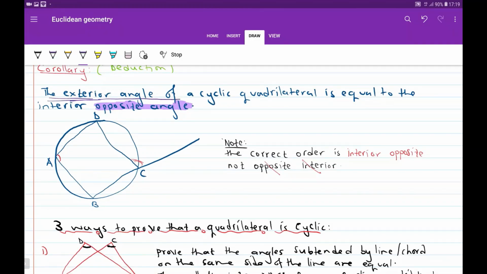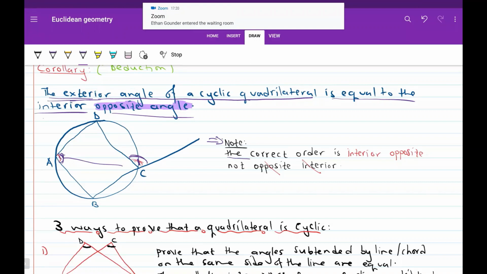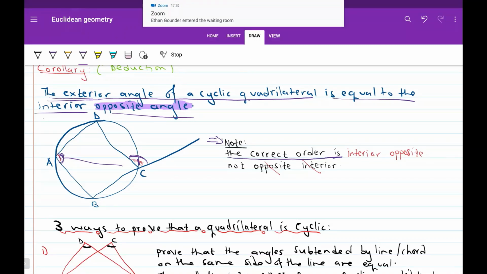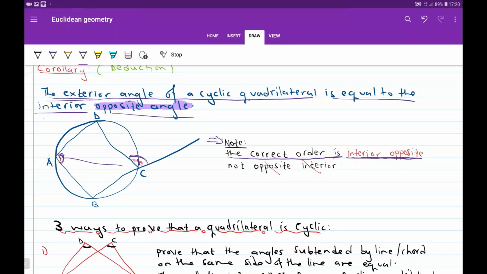The exterior angle of a cyclic quadrilateral is equal to the interior opposite angle. In other words, angle C1, which is exterior, should equal to the interior opposite. That is angle A. Note that the correct order of the words is interior opposite. This is the order in which you should write the words, not saying opposite interior. If it is opposite interior, then that is wrong.